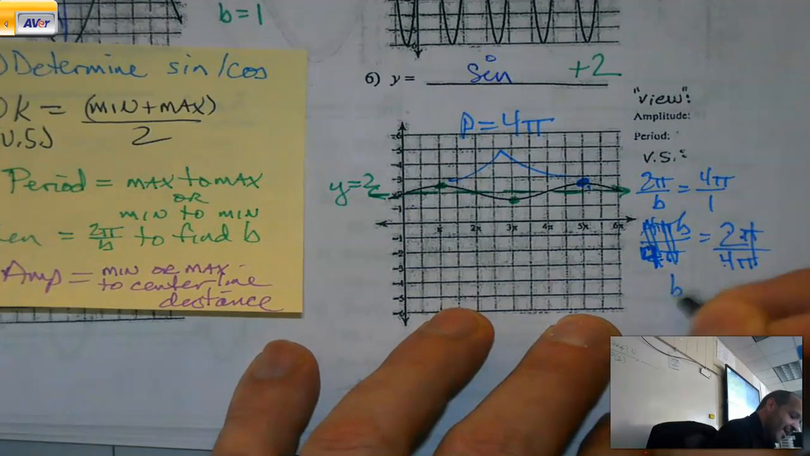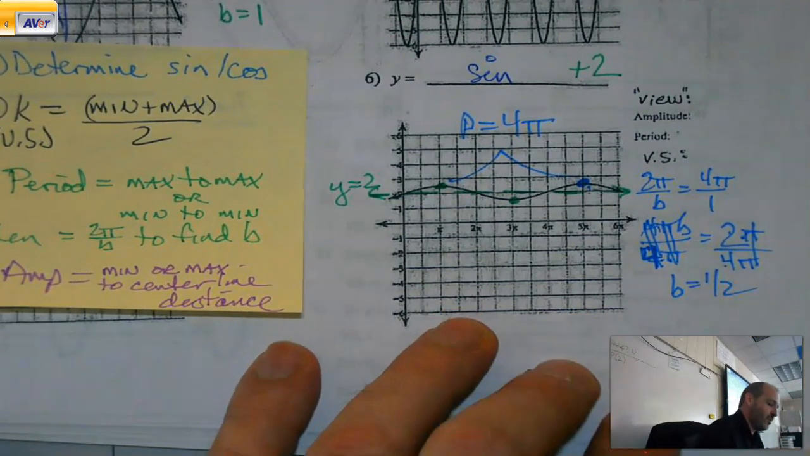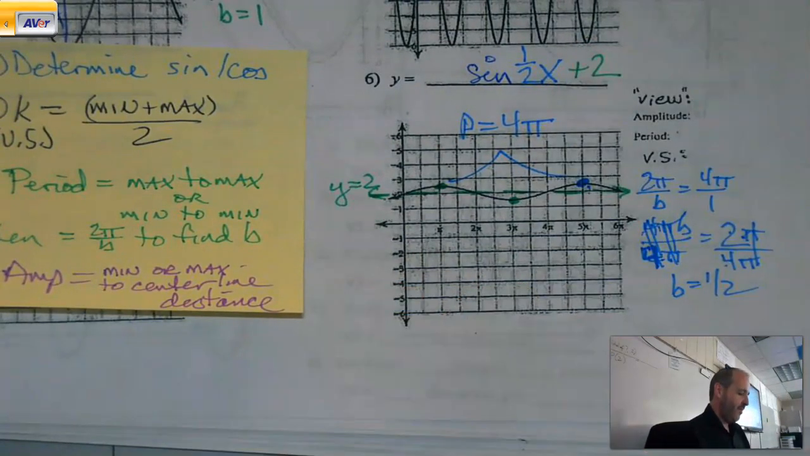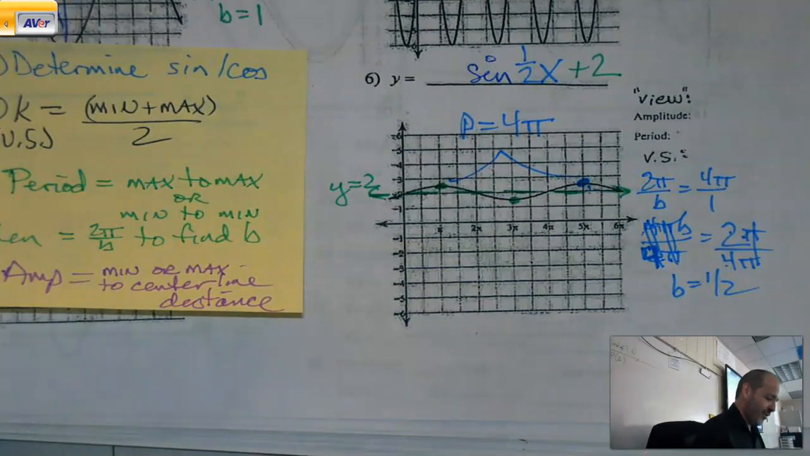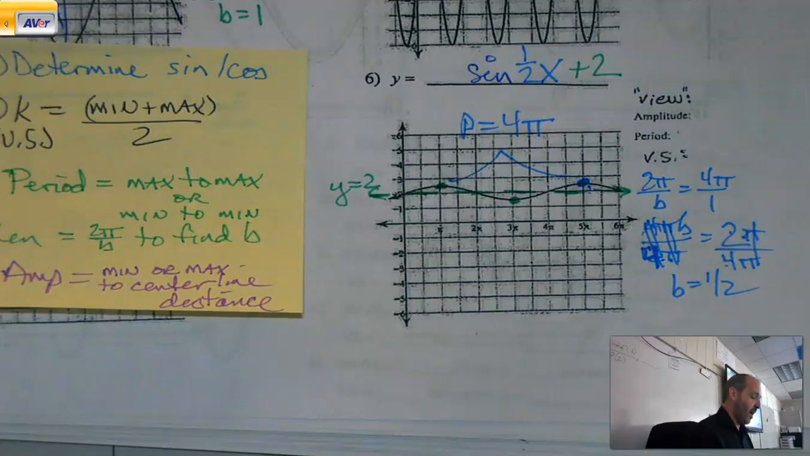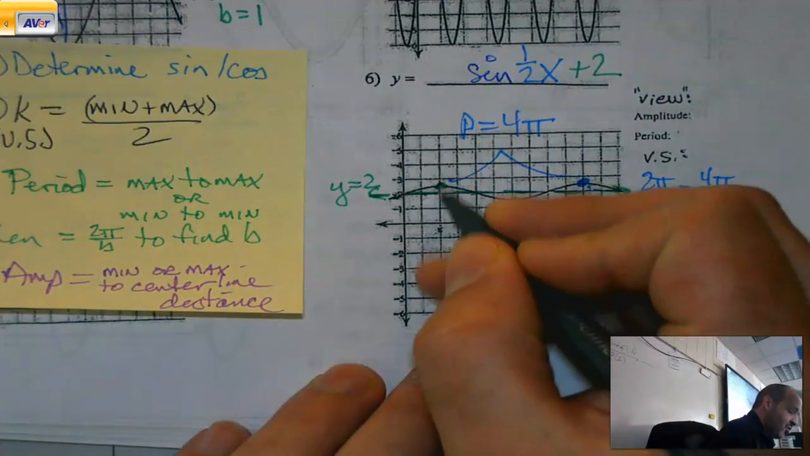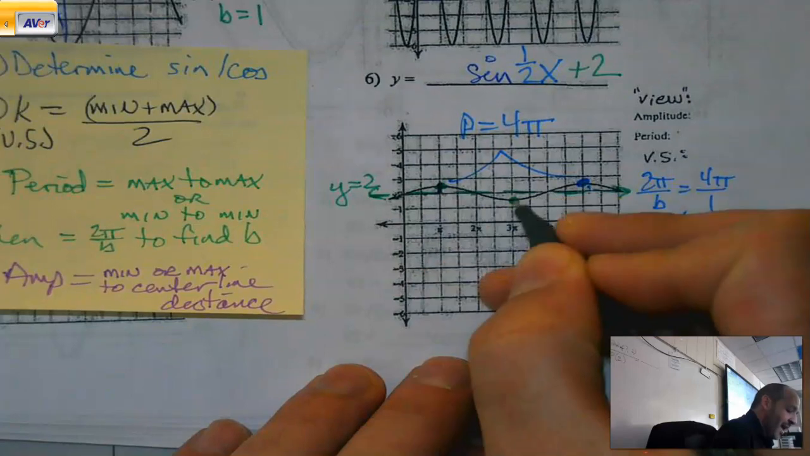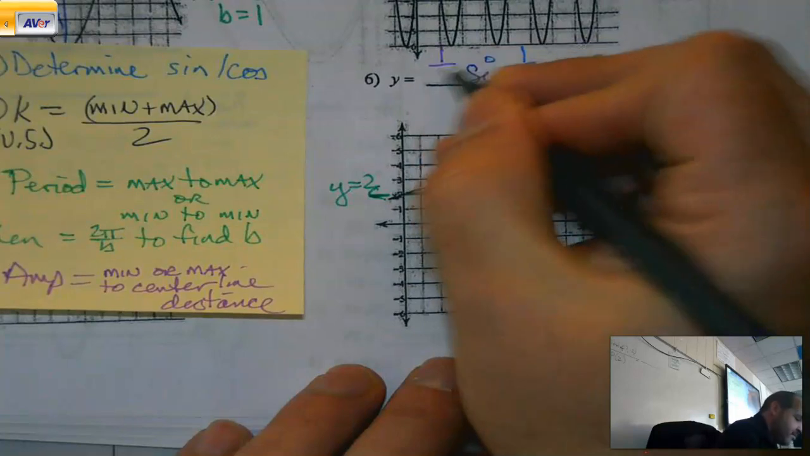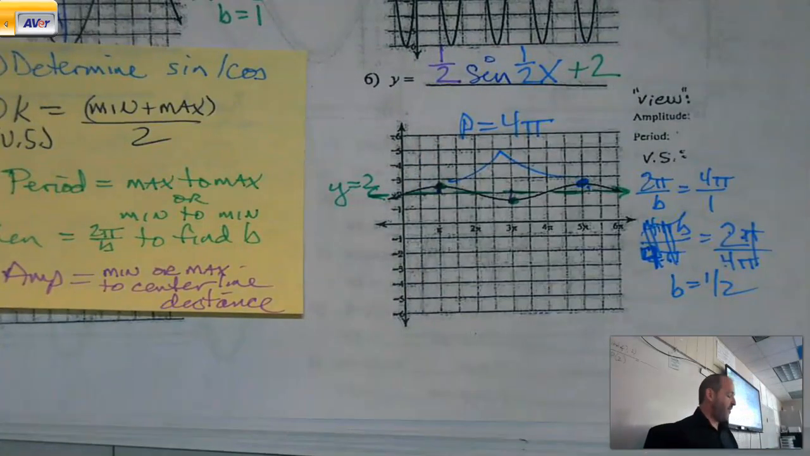2 divided by 4, let's try that again, is a half. That makes more sense. You actually need to set up the proportion if you're going to do them. And then finally, pick your min or your max and just find how far it takes you to get to the center line. Well, to get from 2.5 to 2, or from 1.5 to 2, feels like a half. Because it is. That's kind of funky, but that's how these work.